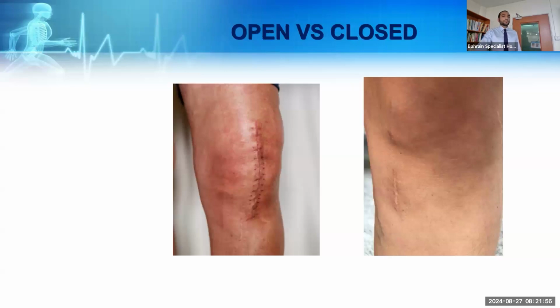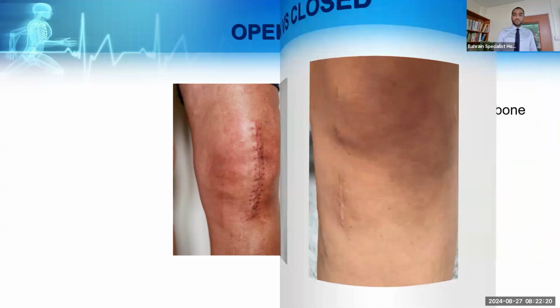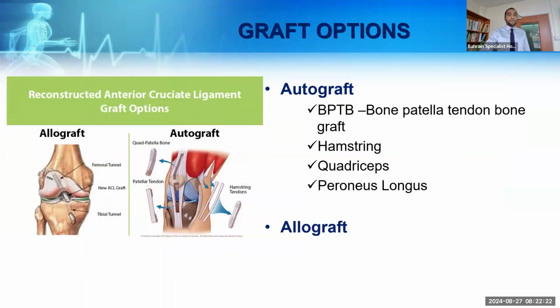Earlier, they used to do ACL repair by open technique, and you can see the difference. The open technique is on the left side, which shows a big scar over the knee. On the right side is the arthroscopic ACL reconstruction, where the scar tissue formation is minimal. Also, in the open technique, earlier they used to cause a lot of fibrosis of the knee, and the range of motion was restricted in many cases.